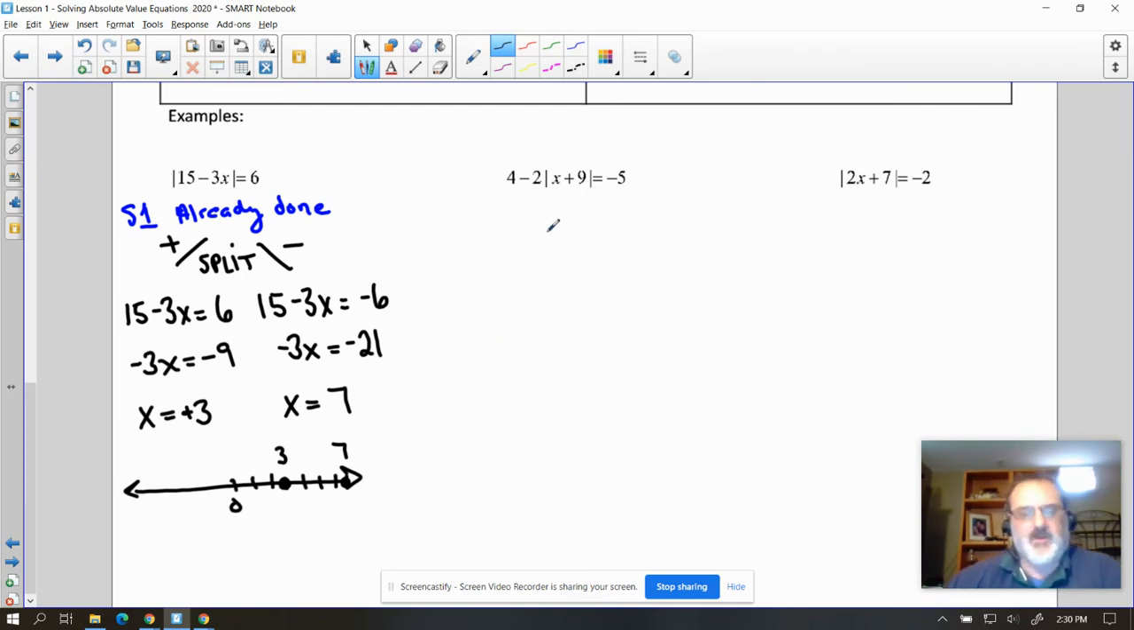All right, now we're going to solve this one. Step 1 is not done for us. I'm going to do that in blue. In step 1, I have to subtract 4 from both sides. So negative 2, still with the bars, x plus 9 equals negative 9. Then I divide by negative 2.